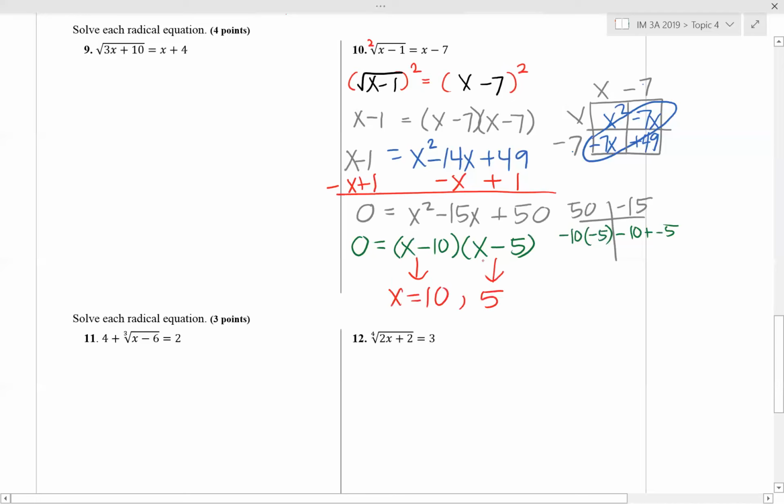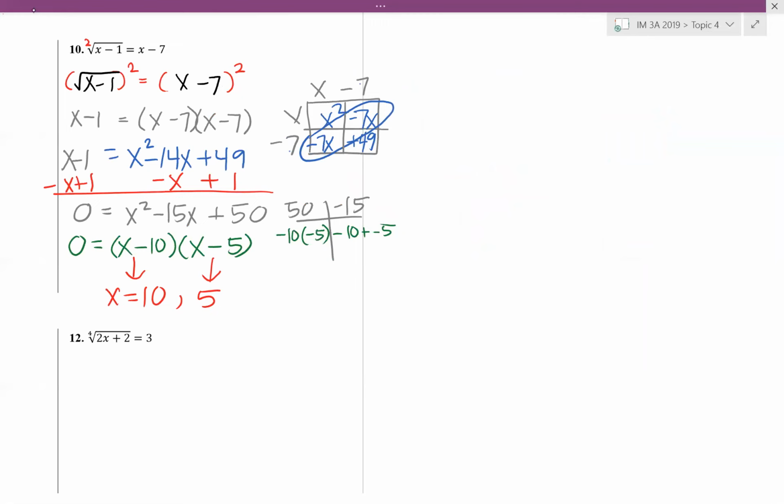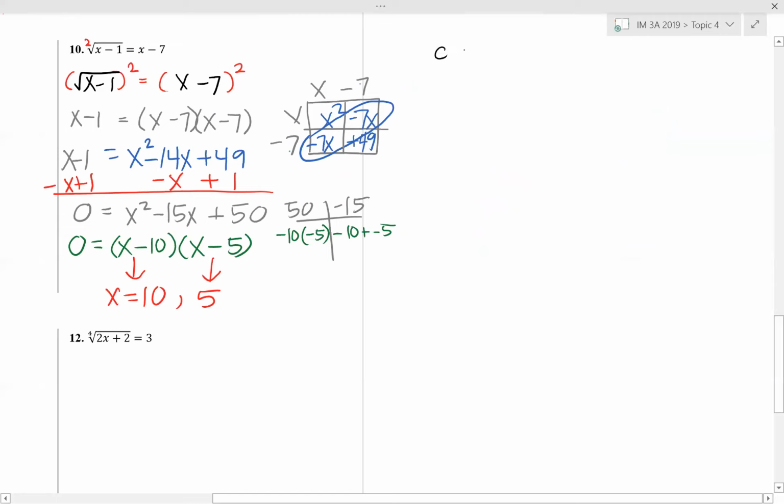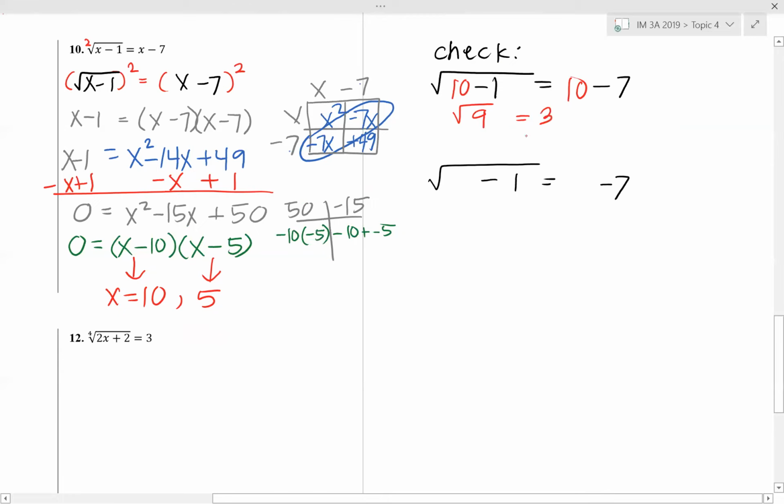So we need to check to make sure that these work in the original problem. So when I'm checking for extraneous solutions, I'm plugging the 10 and the 5 into the original equation. So I'm just going to write this out and leave space for each of them since I have to do this twice. So when I plug in 10, 10 minus 1 is 9. So the square root of 9 is equal to 10 minus 7 is 3. So that says 3 is equal to 3, which is true. So I know 10 is good.